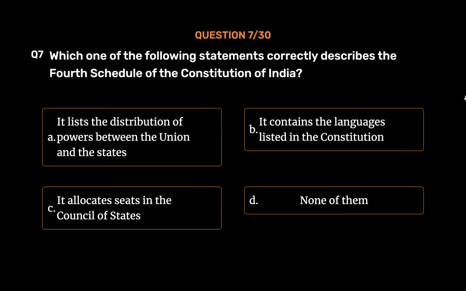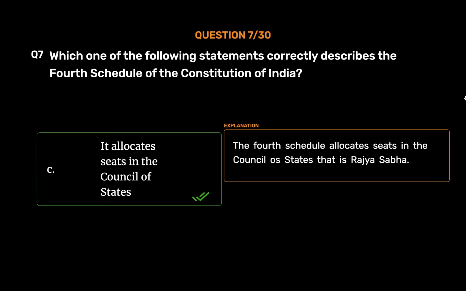The correct answer is option C. It allocates seats in the Council of States. The 4th schedule allocates seats in the Council of States, that is Rajya Sabha.